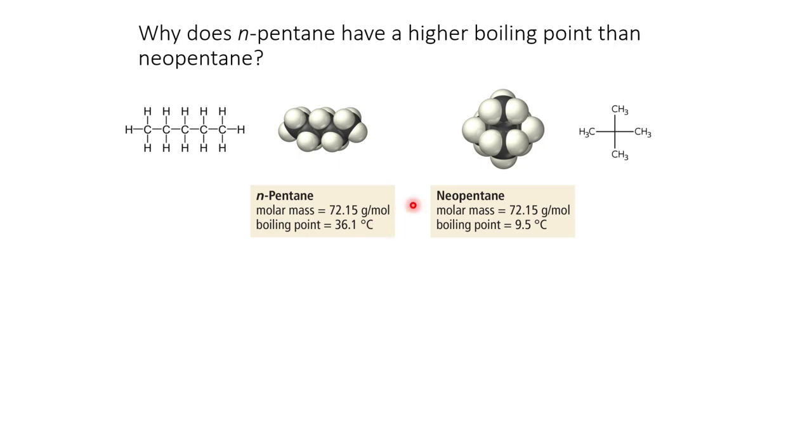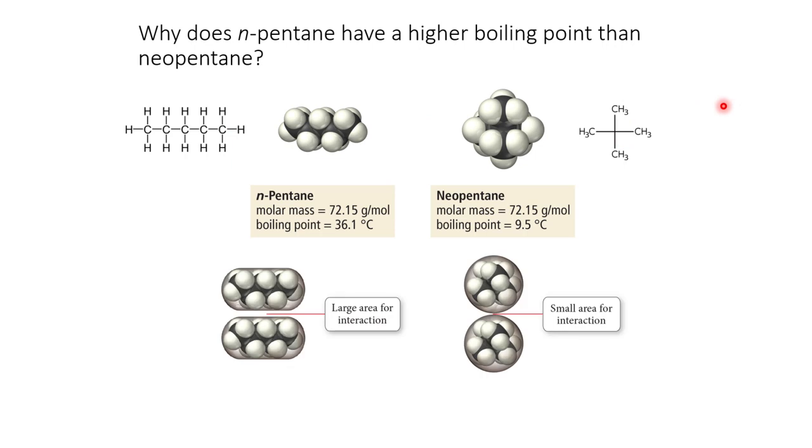of 36 degrees. If we look at neopentane, it's still got 5 carbons, but it is in this weird shape here. Molar mass is the same, but our boiling point is now 9 degrees Celsius. So why does n-pentane have a higher boiling point than neopentane? Well, it has to do with the fact that there's more area for interaction compared to this one.